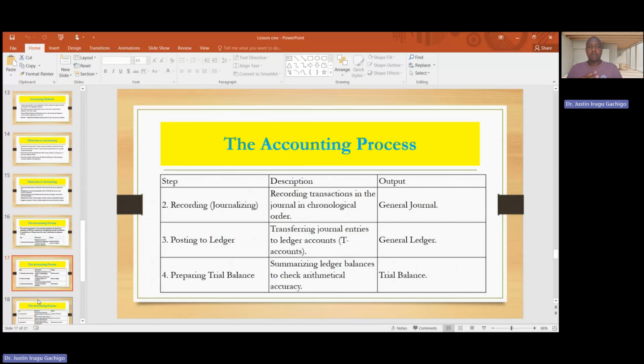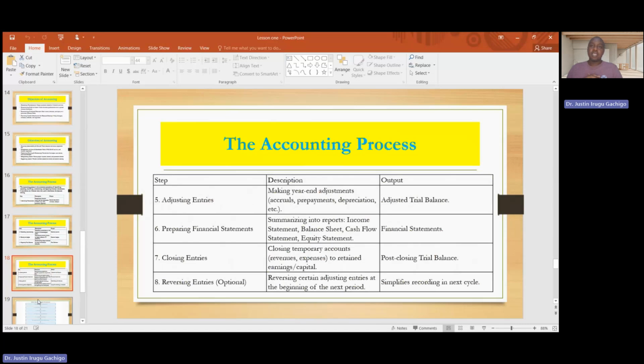Then we have the posting. Posting is transferring those journal entries to the ledger account. So when you post JV1 in the accounting system, the output is what we call the general ledger. Then the other step is preparing the trial balance. A trial balance is a summary of the general ledgers from sales, expenses, assets, liabilities, and equity.